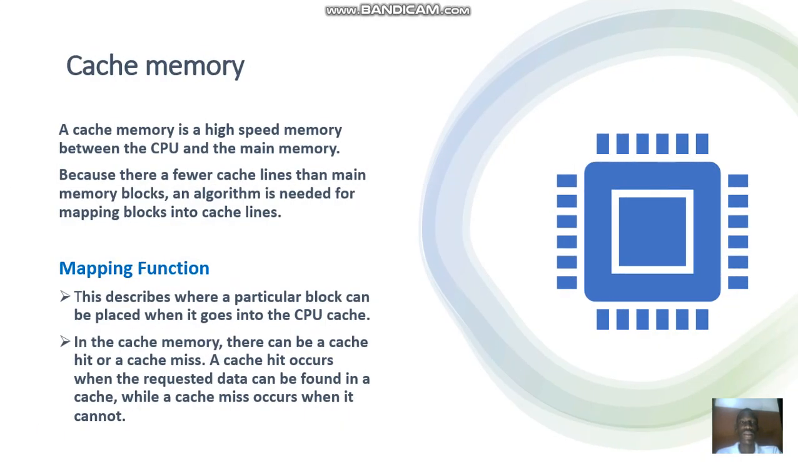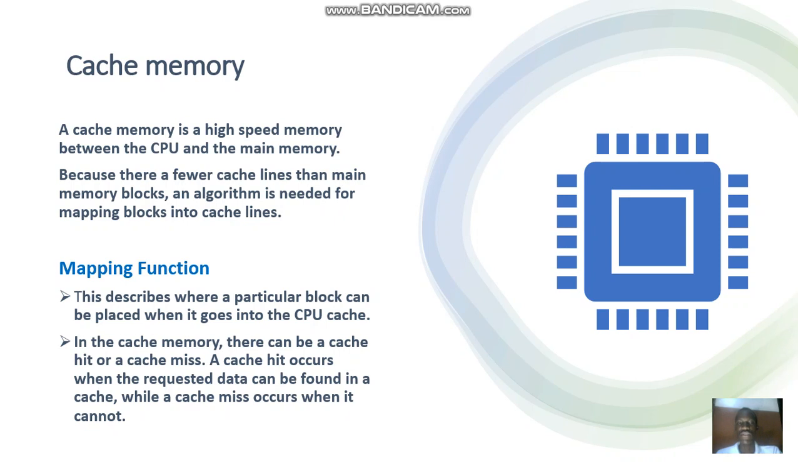First, I'm going to talk about a brief introduction to cache memory. A cache memory is a high-speed memory between the CPU and the main memory. And because there are fewer cache lines than main memory blocks, an algorithm is needed for mapping blocks into cache lines. But first, I'm going to talk about the mapping function.